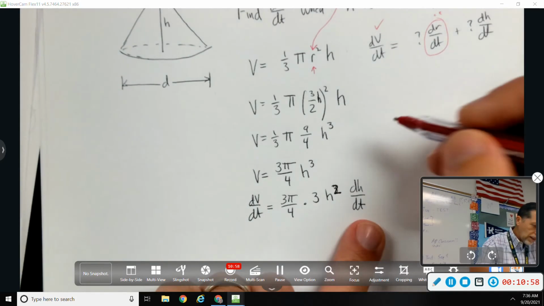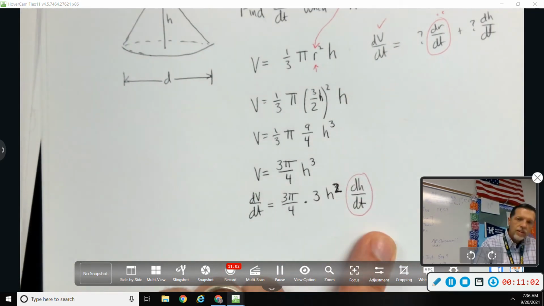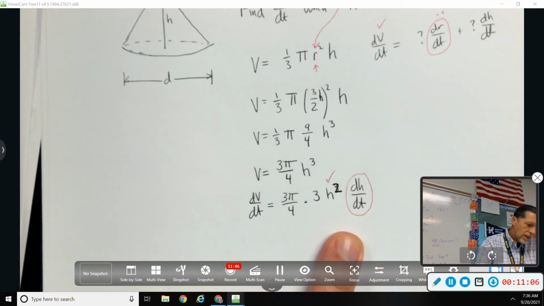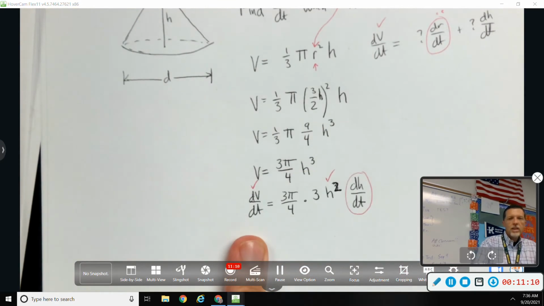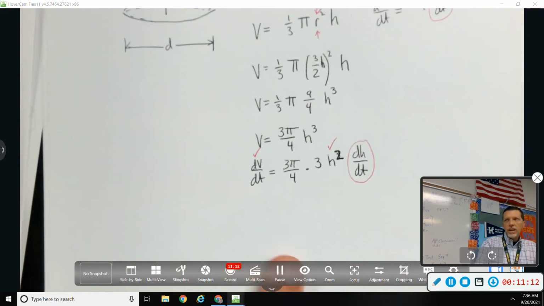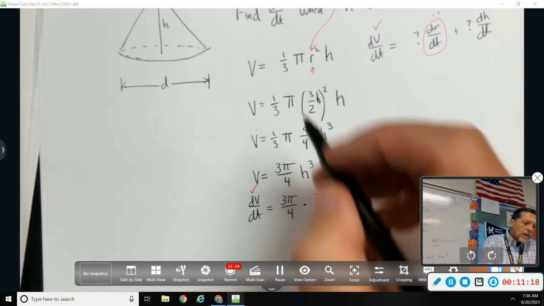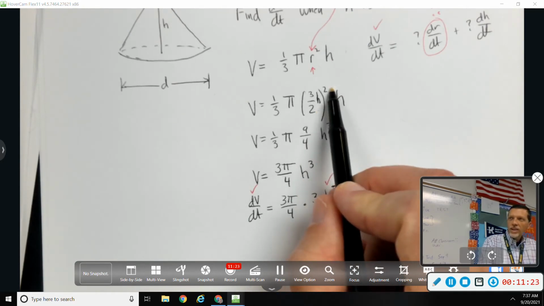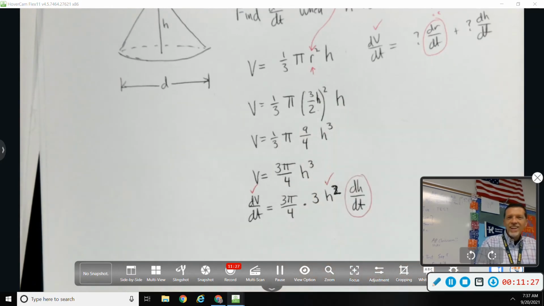And let's see, now let's revisit this thing. Find dh dt. So we're looking for this when h is 15. So we know h. And they told us what dv dt is. So we've got everything we need to find dh dt. Where did you get the cube on h? Because this was r, 3/2 h squared. Oh, I didn't see the h. Yeah, my h was kind of hiding in there.